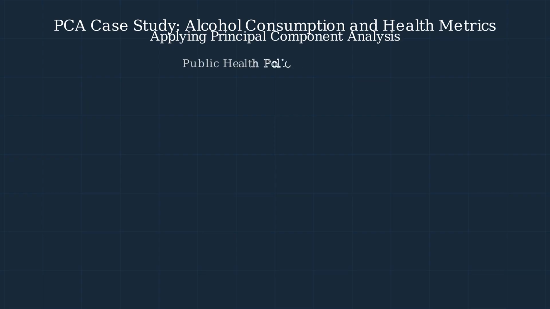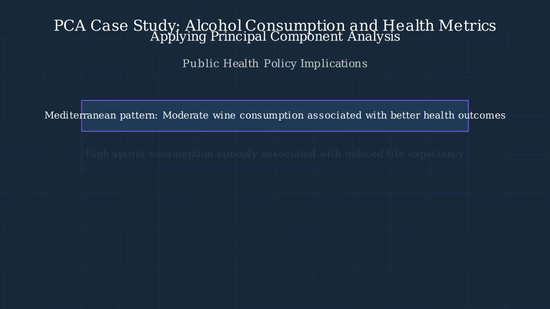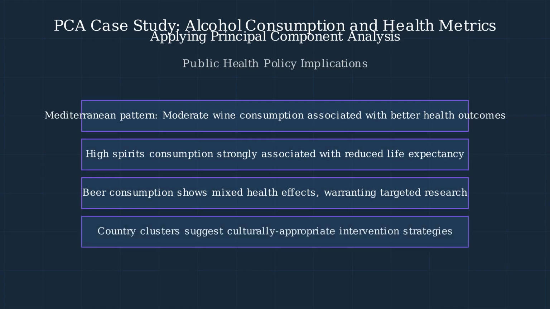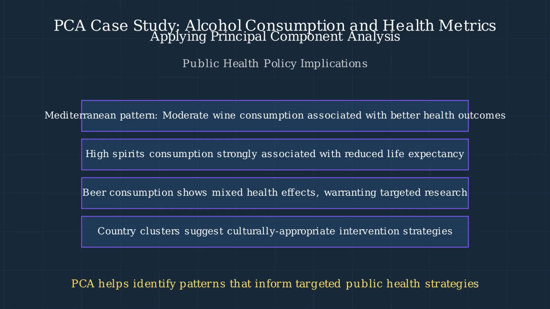The PCA results have important implications for public health policy. Mediterranean consumption patterns with moderate wine intake appear associated with better health outcomes. High spirits consumption strongly correlates with reduced life expectancy. Beer consumption shows mixed effects. These patterns suggest that culturally appropriate intervention strategies may be more effective than one-size-fits-all approaches.